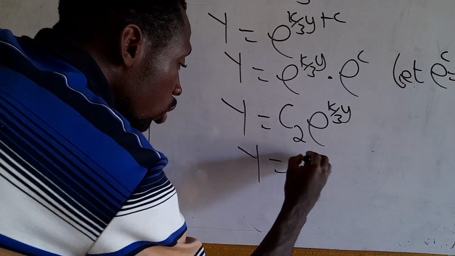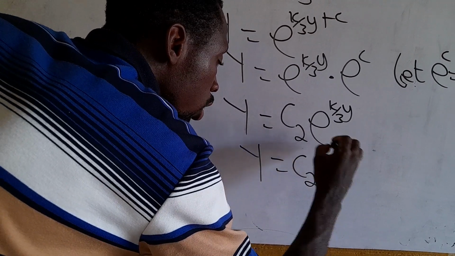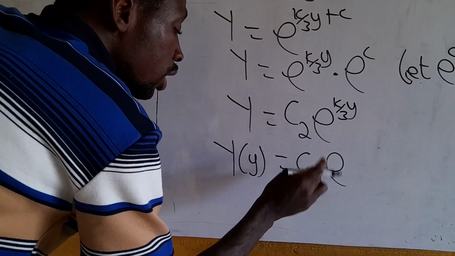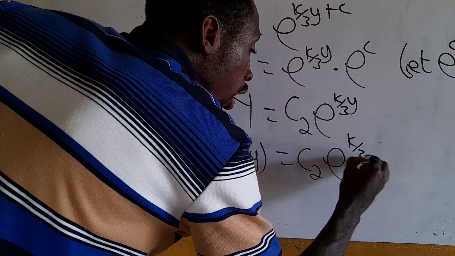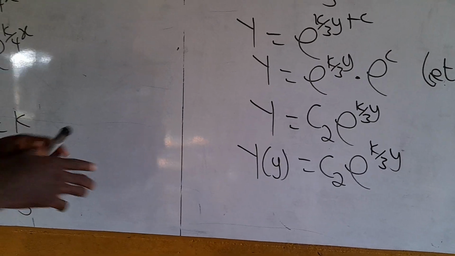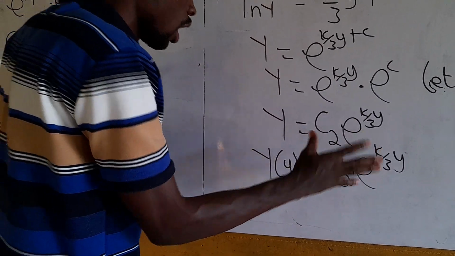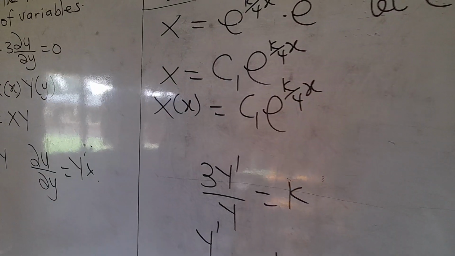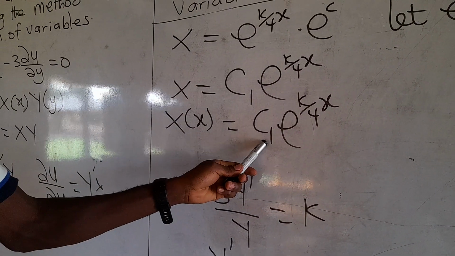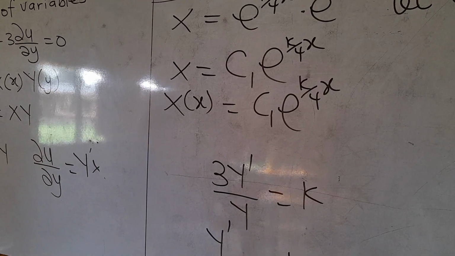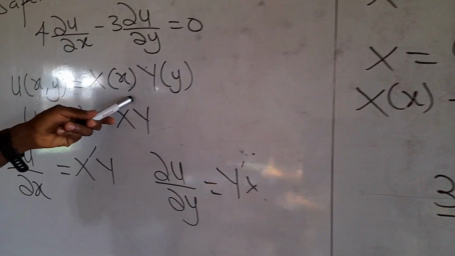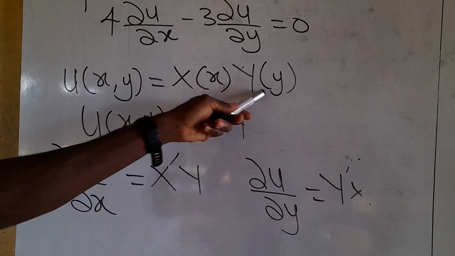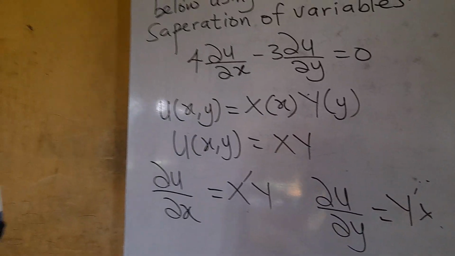So our y function will be equal to C2 e exponent k over 3 y. So now we have found the two functions, y and what? X. So what do we do? We substitute it here, since we said that the general solution should be the product of the functions of the variables involved.